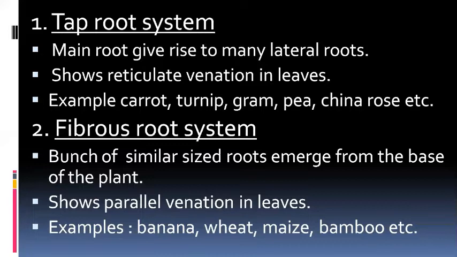So let's move to the fibrous root system. In this kind of root system, you will see a bunch of several roots of the same size coming from the base of the plant. And if you talk about the venation in the leaves, it shows parallel venation. This kind of root system you will see in banana, wheat, maize, bamboo, etc.